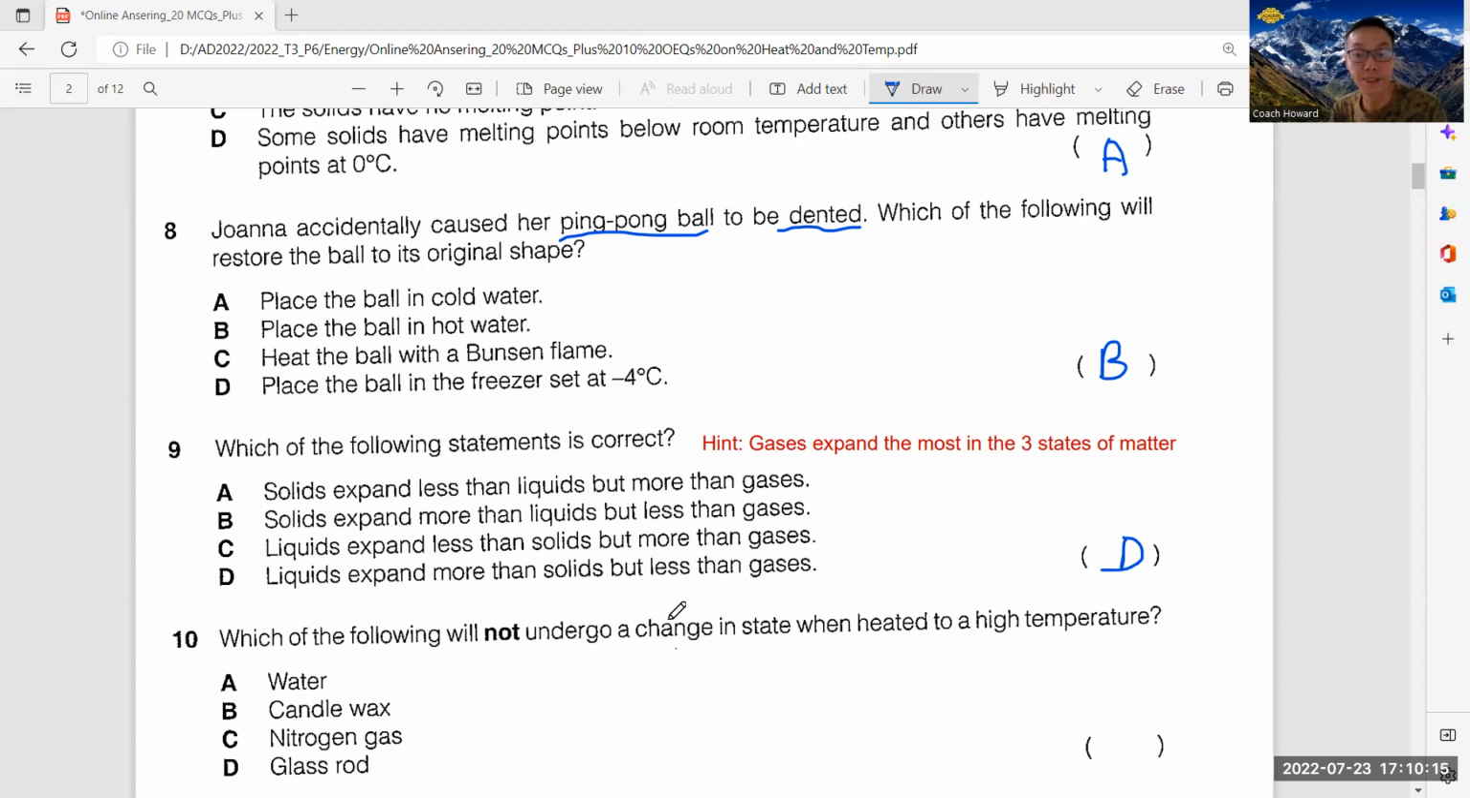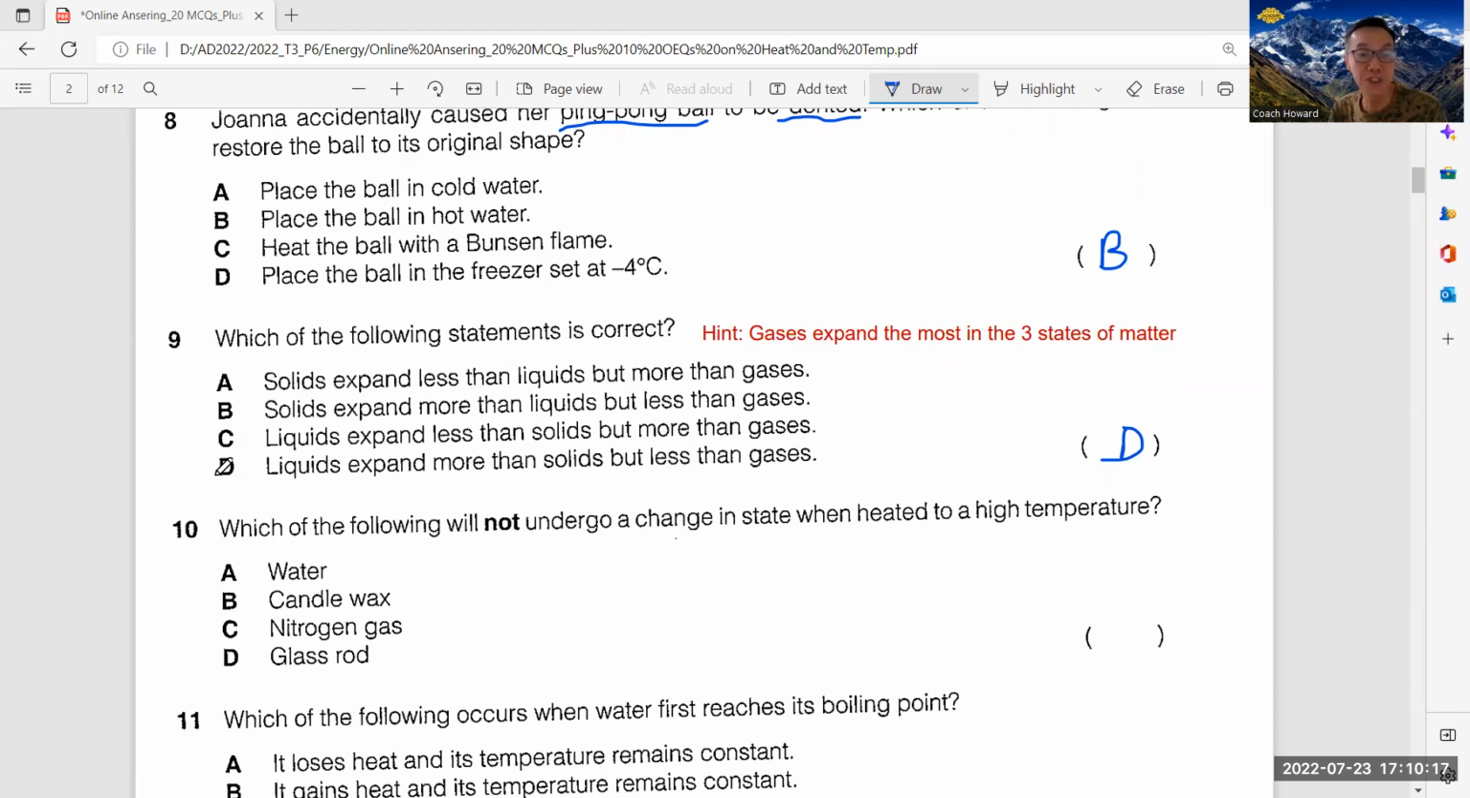Everyone, Q10. Q10 is an interesting question. Can you also put an asterisk here? Okay, put an asterisk here, Q10. So they say, which of the following will not undergo a change in state when heated to high temperature? That means, you know, there are 3 states of matter, right? Solid, liquid, gas. So which of these will not change state? That means you remain as its original state.